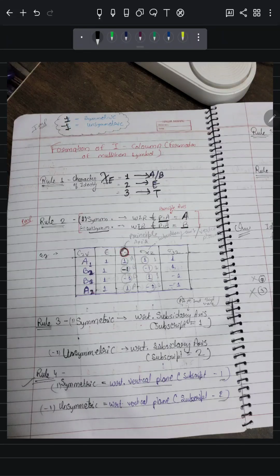The third rule that comes for the formation of the first column is if the subsidiary axis or the subscript is 1. And the fourth rule is symmetry with respect to the vertical plane, or sigma v, in this case sigma v is present. So if the value of this is minus 1, subscript 2 is taken, and if unsymmetry with respect to the vertical plane, then subscript 2 is taken. So the value of 1 or 2 is decided with this rule.